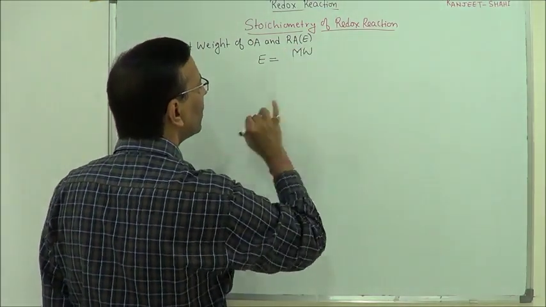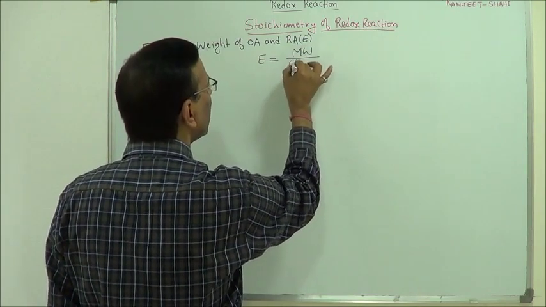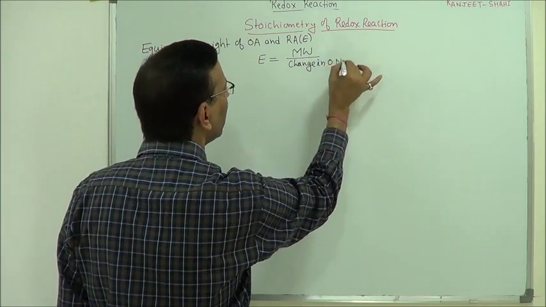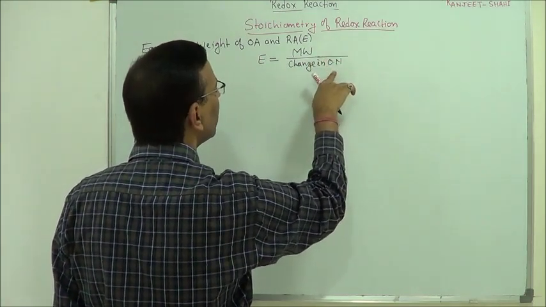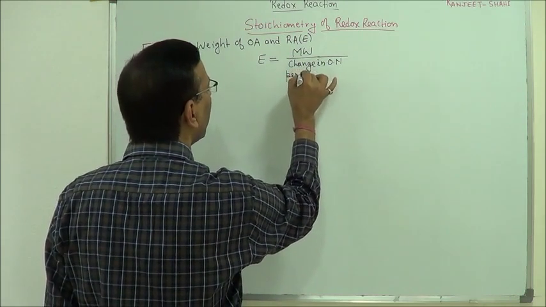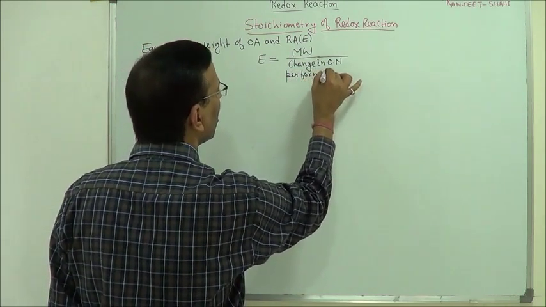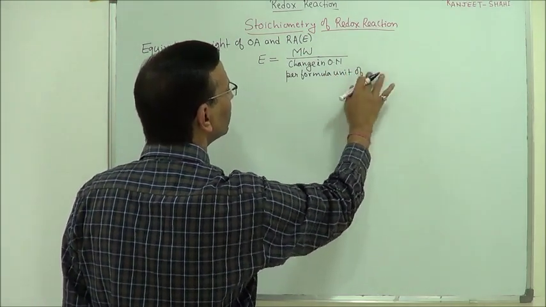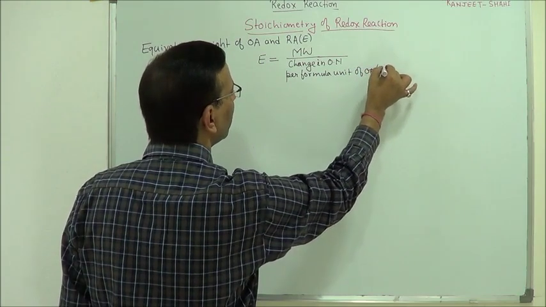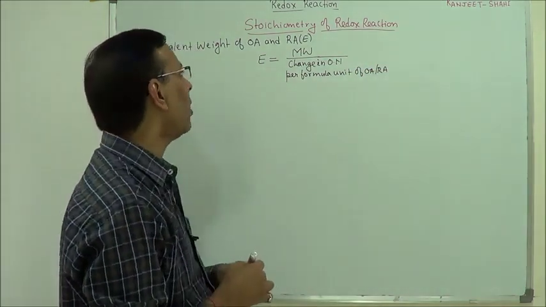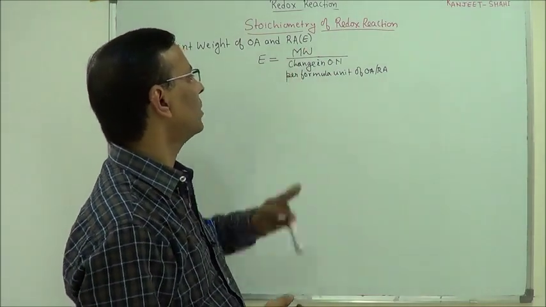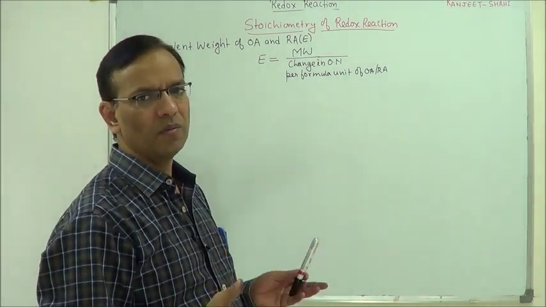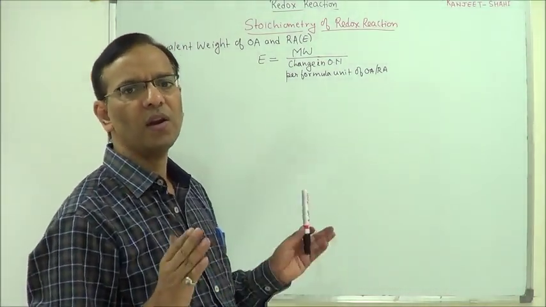molecular weight divided by change in oxidation number, change in oxidation number per formula unit of oxidizing agent or reducing agent. So if we divide molecular weight by change in oxidation number for 1 unit of oxidizing agent or reducing agent, it gives a quantity called equivalent weight.